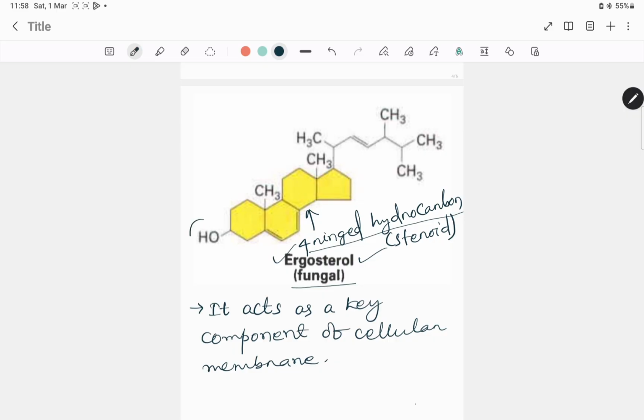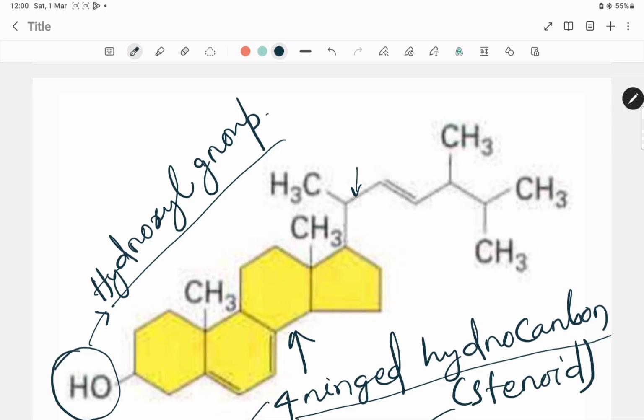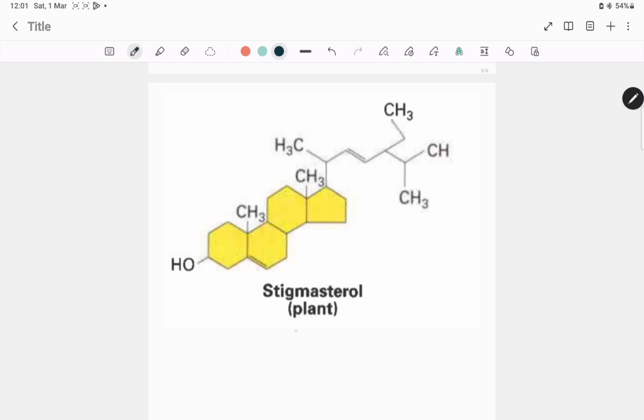Ergosterol has a hydroxyl group. This hydroxyl group is equivalent to the polar head group in other lipids. The conjugated ring and short hydrocarbon chain form the hydrophobic tail. This black colored group in ergosterol is called the hydrophobic tail. The major sterol in plants is stigmasterol.